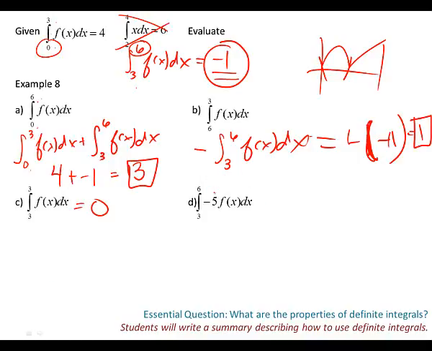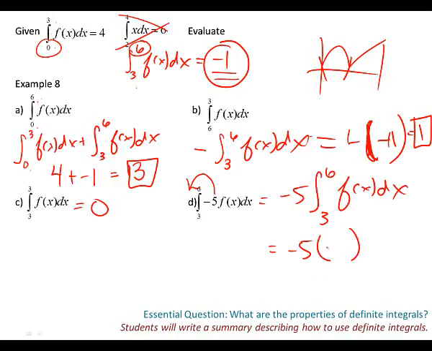All right, last one here. We got to take that negative 5. Where should we technically put it? In front. So negative 5 from 3 to 6 of f of x dx. What number gets substituted in for the 3 to 6 part? Negative 1. So negative 5 times negative 1 is 5. Good job.